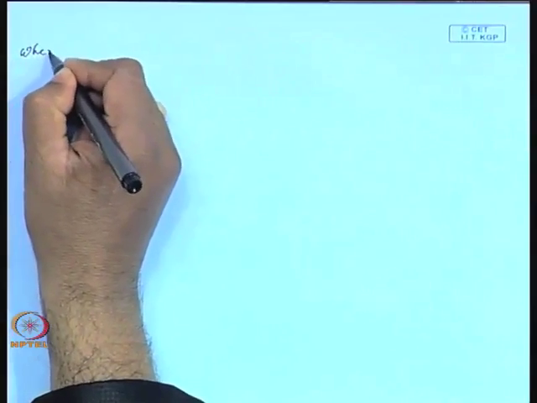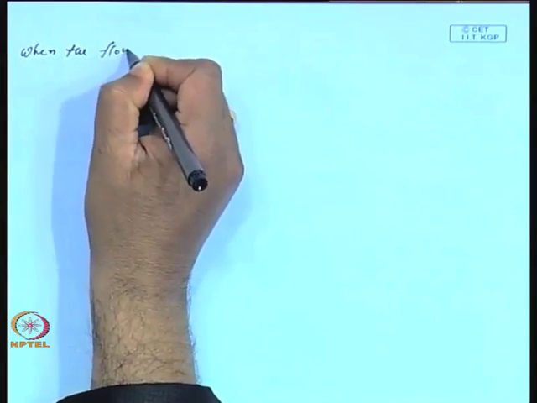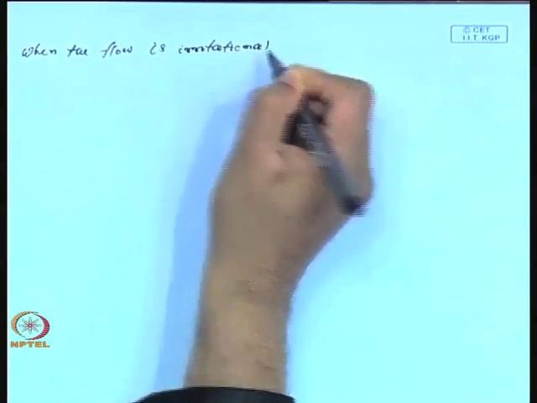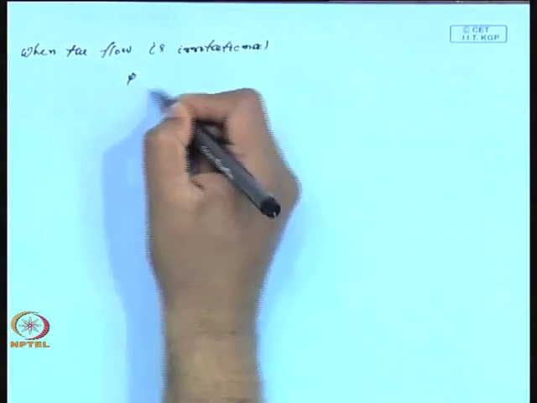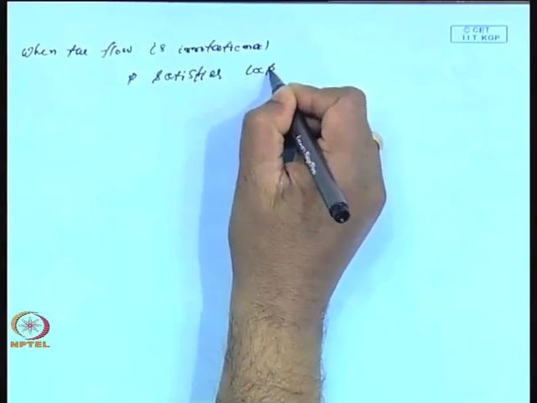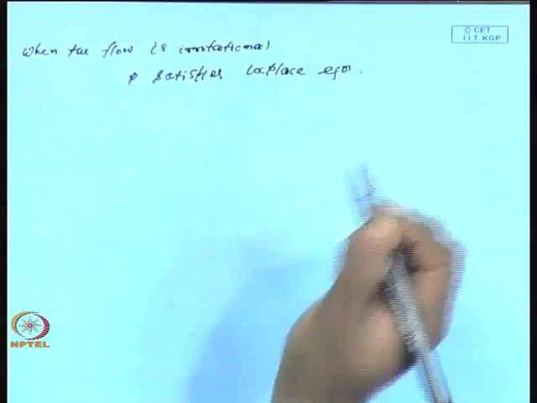Let us spend some time on working out some more examples, and that will give us a very good understanding about the flow characteristics. Before that, I will give you one of the relations that the stream function psi satisfies, particularly when the flow is irrotational. When the flow is irrotational, our stream function psi satisfies the Laplace equation. So, it is very easy.